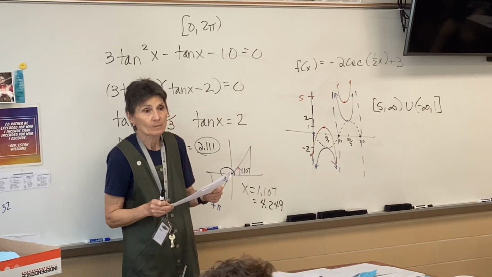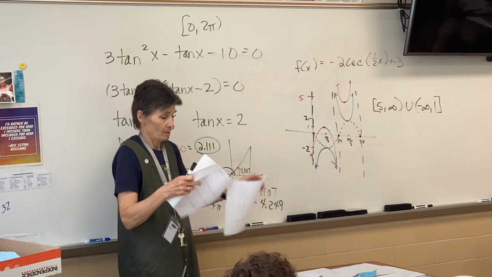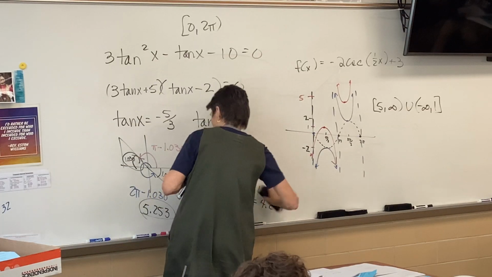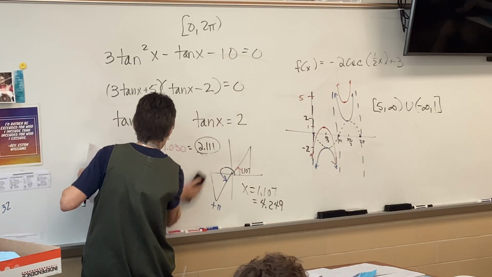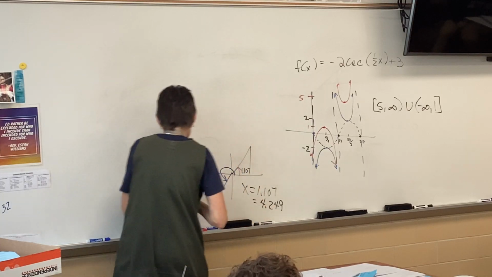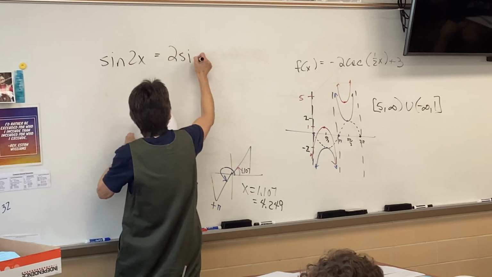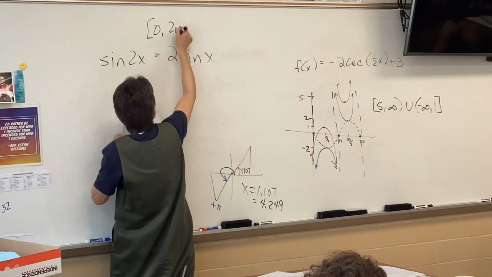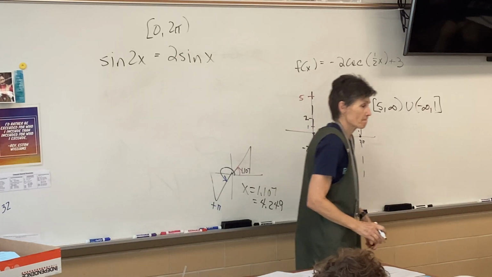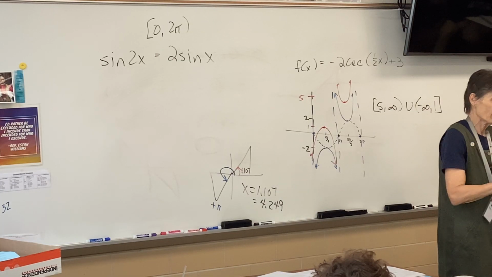Yeah. 2J, it's on the back of the second page. When this is solved. All right, so we're doing the one that says, solve sine 2x equals 2 sine x, between 0 and 2 pi. First of all, those are not the same thing, right? Everybody understands that? Those are different.